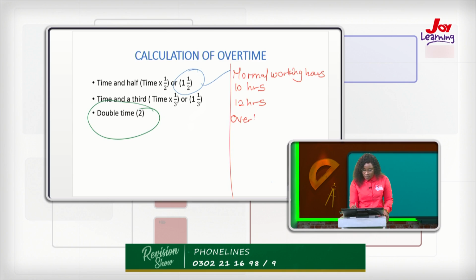Overtime is equal to half times time. So if we say an employee is paid based on half the time he worked, what will be our overtime here? Our overtime is 2 hours. That is the 12 hours he worked less the normal working hours of 10 hours. So his overtime is 2 hours. So the overtime is going to be 2 hours.